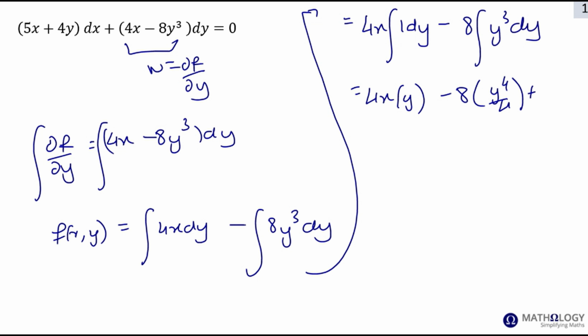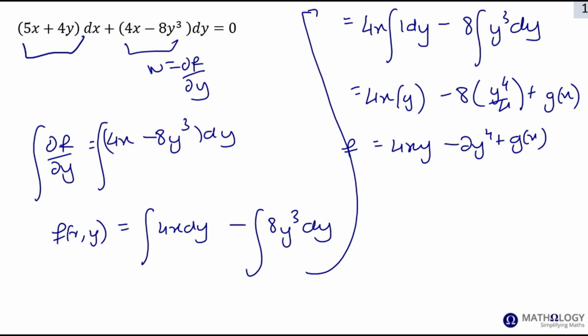And because we're integrating with respect to y, this constant of integration is now going to be an expression involving only x. We'll call this g of x. Just cleaning this up: 4xy minus 2y to the 4 plus g of x, and this is now f. We're going to take the partial now of f, but with respect to x, and then we're going to match it up to m. So m is the partial of f with respect to x. We're going to take the partial of this expression now, but with respect to x.